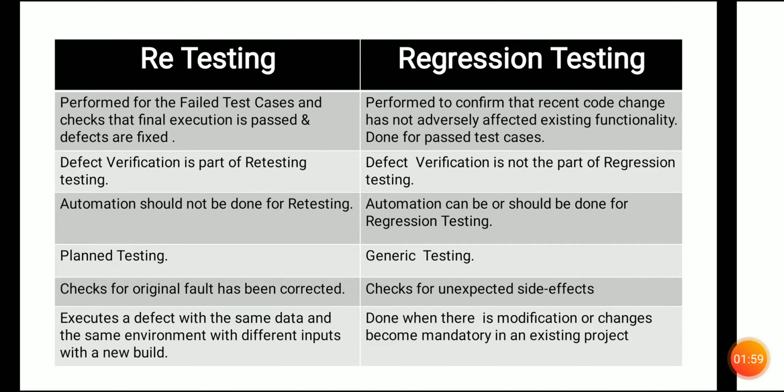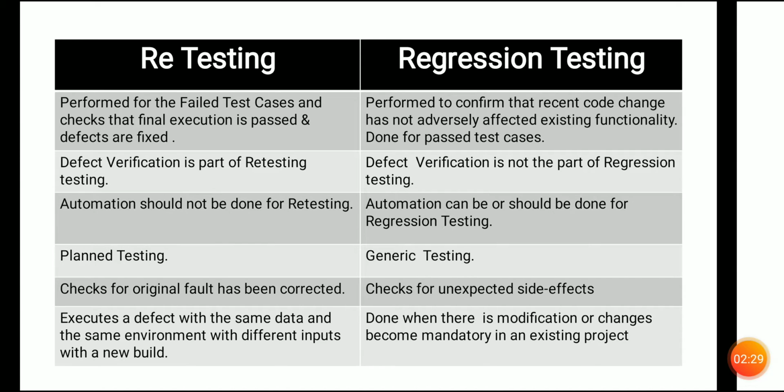So coming on to the next, that is retesting and regression testing. Regression testing and retesting are forms of testing which can be confusing. Here in front of us are certain points which will be useful. Retesting is performed for failed test cases. It checks the final execution, whether it has passed or the defects have been fixed.